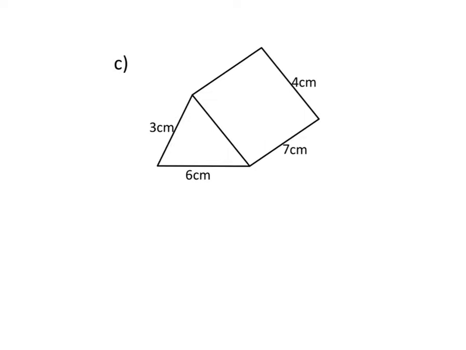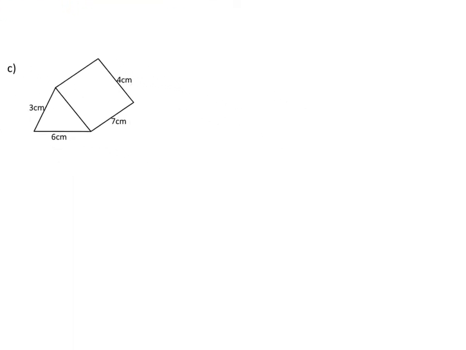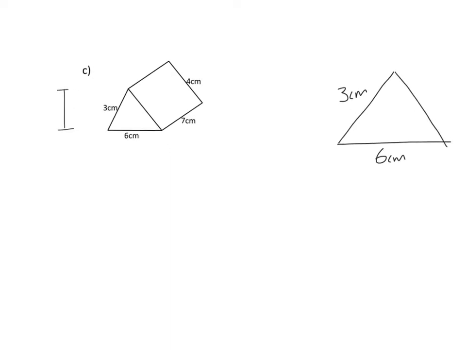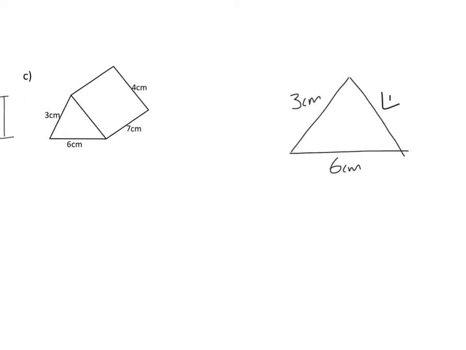Right, this one is a slightly harder one, and it's harder because we don't know the height of the triangle. Now what I'm going to do is draw that triangle out across the page here, and we're going to look at the area of that, and then we'll come back. So if that's 6 centimeters and that's 3 centimeters, that's 4.